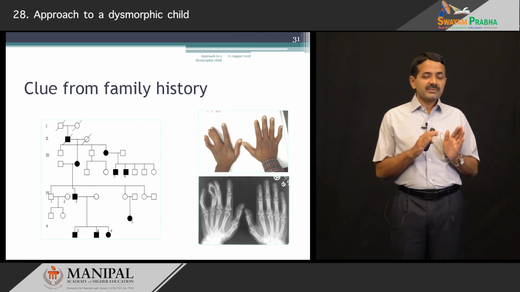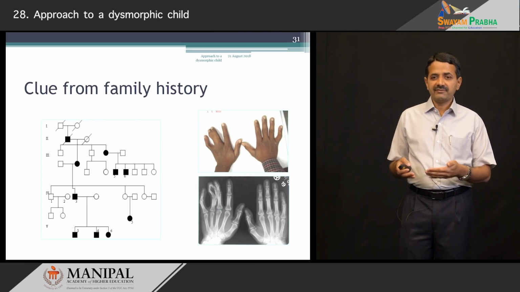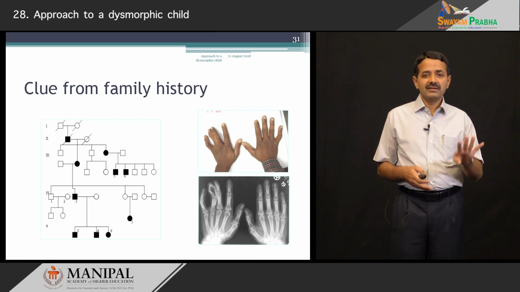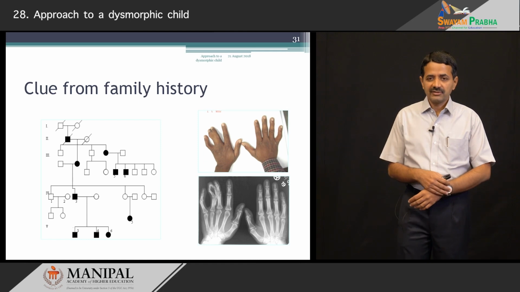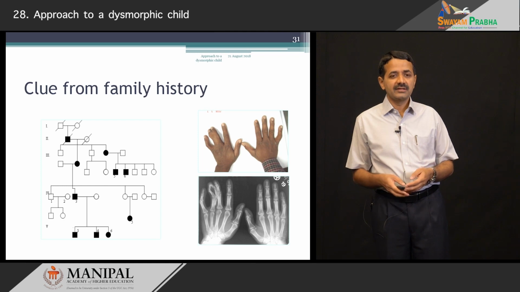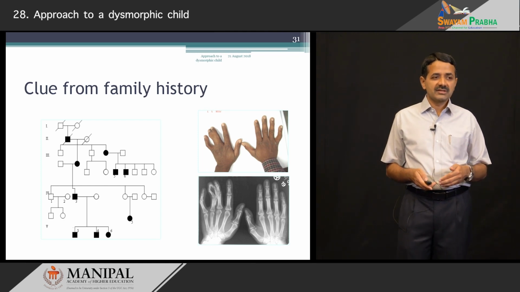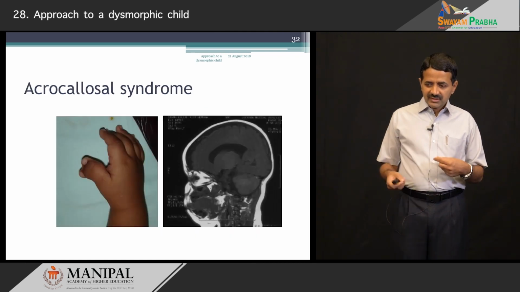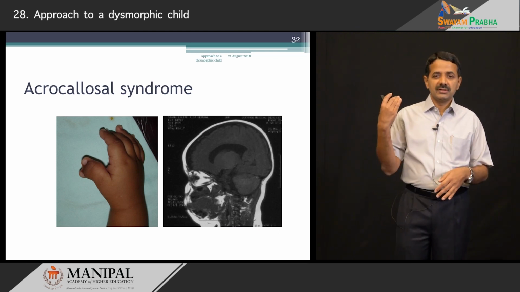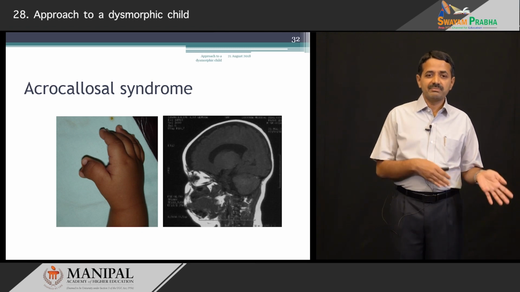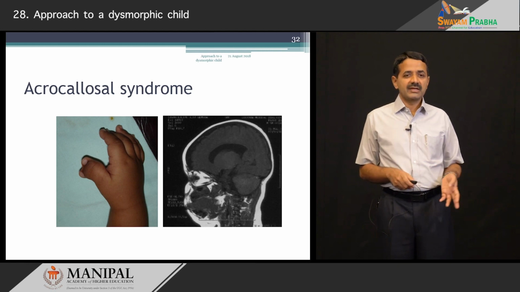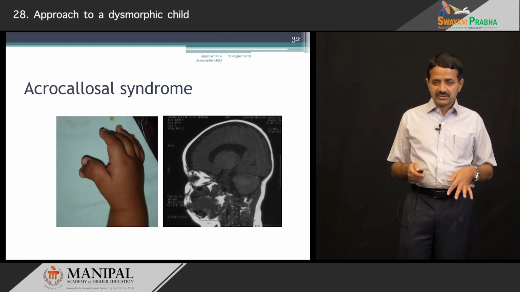We need to draw the pedigree well, because we can identify what is the mode of inheritance, probably the likely gene, and phenotype well, both clinical as well as radiographic. This is synpolydactyly, inherited in a family due to HOXD13 mutation. Sometimes syndromes are labeled like acro. Acro means hands and callosal. Corpus callosum is absent here. You can see preaxial polydactyly plus absent corpus callosum, and you make a diagnosis of acrocallosal syndrome.